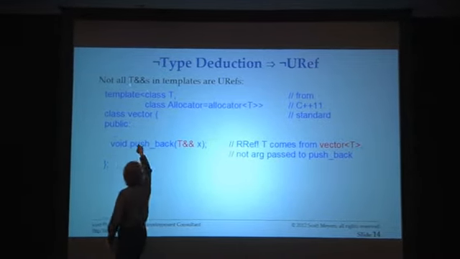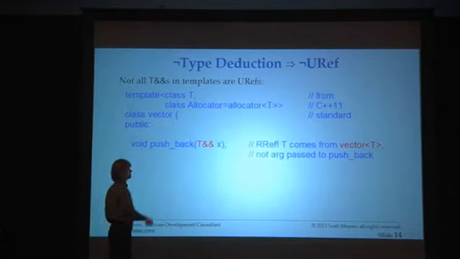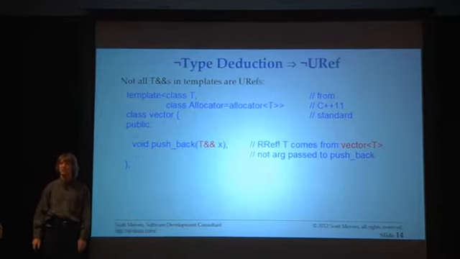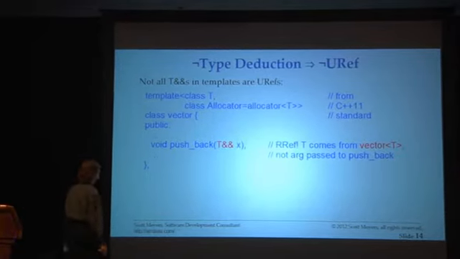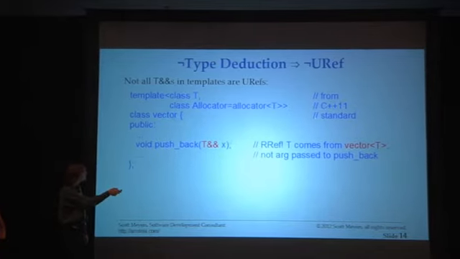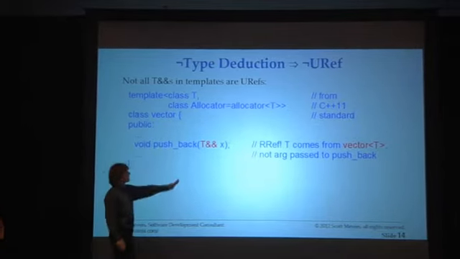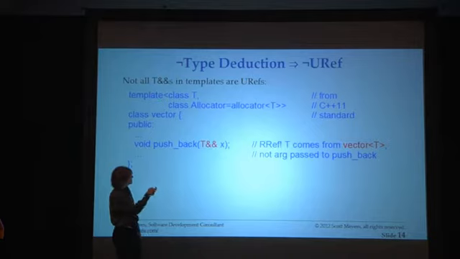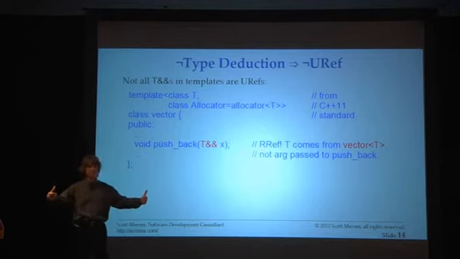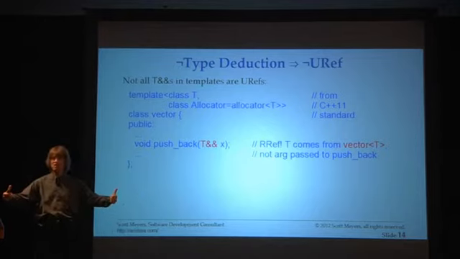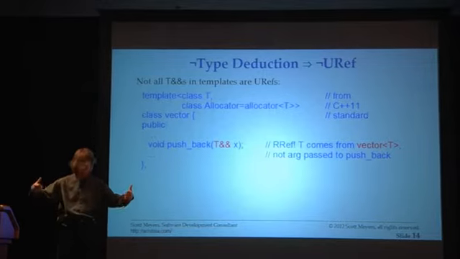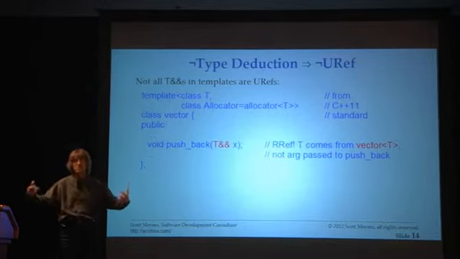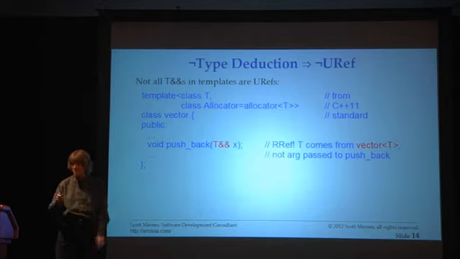Just because you have T-ref-ref in a template does not mean you have a universal reference. So here's vector from the C++11 standard. Here's push_back. push_back takes a T-ref-ref. It's a template, it takes a T-ref-ref, but if I'm in a vector class, I can't have a vector without knowing what the type is. It has to be a vector of int, or a vector of widget, or a vector of string. It's a vector of something. And whatever that something is, was determined when someone created the vector.